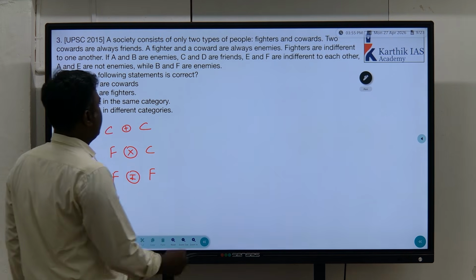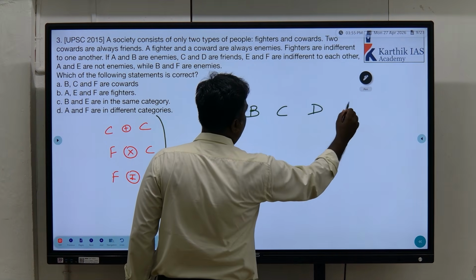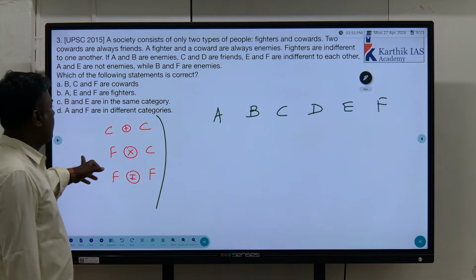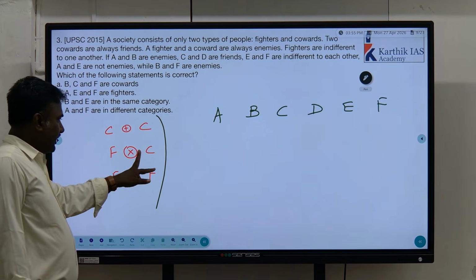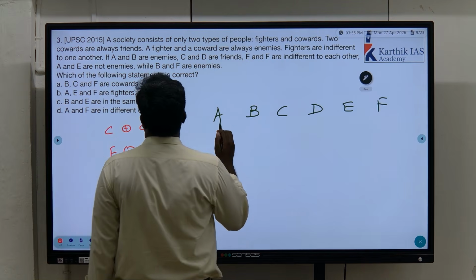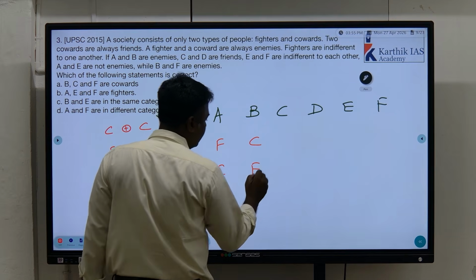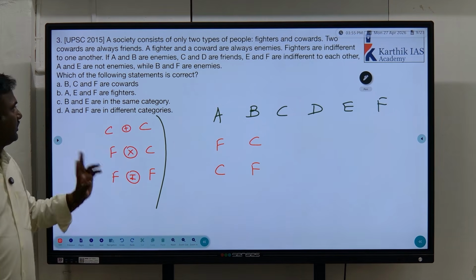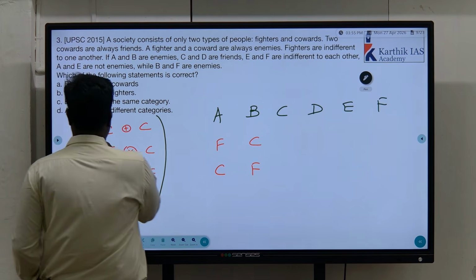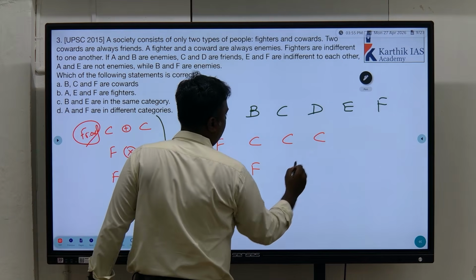So now A, B, C, D, E, F. Here they mentioned A and B are enemies. Who are enemies? Only a fighter and a coward are enemies, right? So A and B are enemies means it may be fighter-coward or coward-fighter. Two possibilities, both we will try. C and D are friends. How? When will they be friends? Two cowards are friends, right? So obviously C and D are cowards.